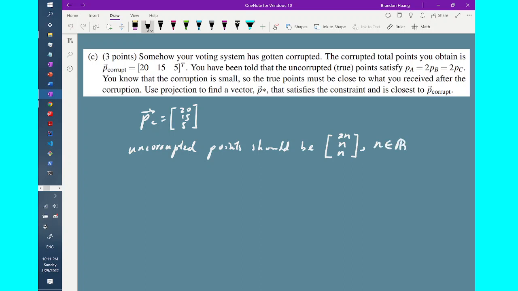Such that PA is equal to 2PB, that's satisfied, and PA is equal to 2PC, and PB is equal to PC. Okay, so in other words, the uncorrupted point should belong to the span, this vector should belong to the span of (2, 1, 1), or in other words, should have the direction of (2, 1, 1).